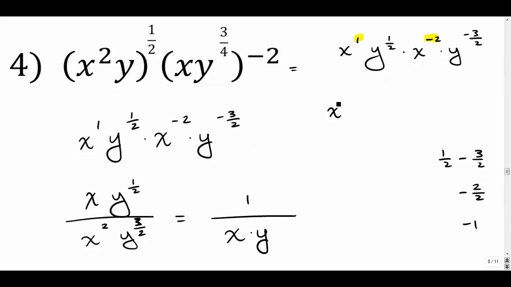So you take x and you add the exponents on the x's. 1 plus negative 2 is negative 1 times y, and then we're going to add these exponents. 1/2 plus negative 3/2 is also negative 1. So that simplifies down into this. You get the same thing.